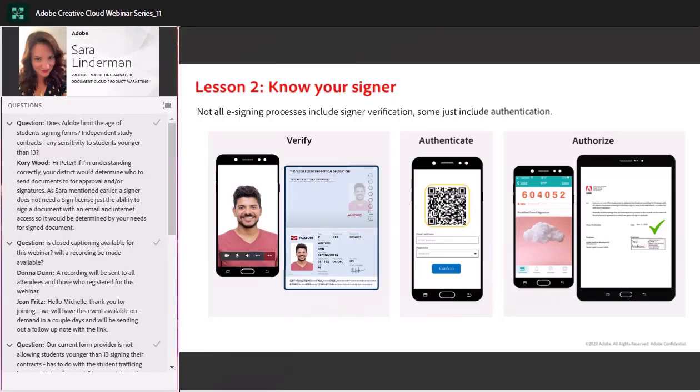Authentication. That's what happens when a signer confirms who they are when related to an e-signature. This usually means confirming something you own, something you know, and or something you are, such as through biometric information. And the last one is authorization. And this is specifically related to signatures. It means that the signer agrees to the terms of a contract by choosing to place a signature, written or electronic, on the document.